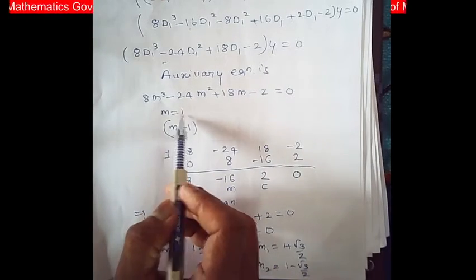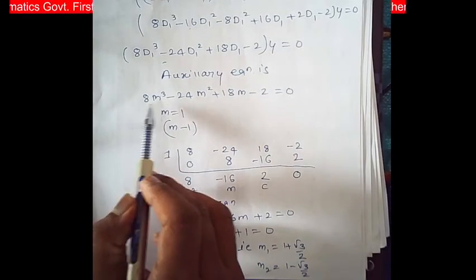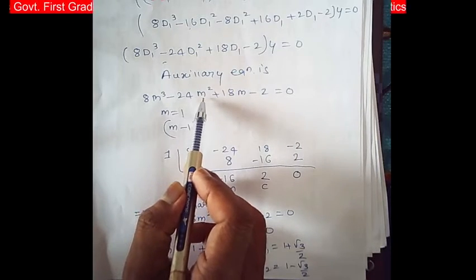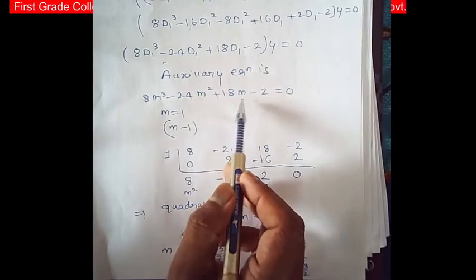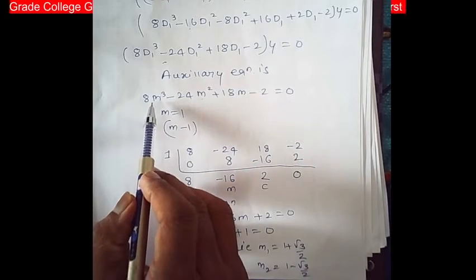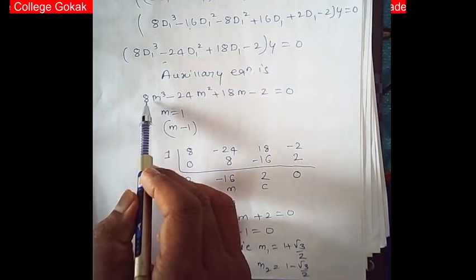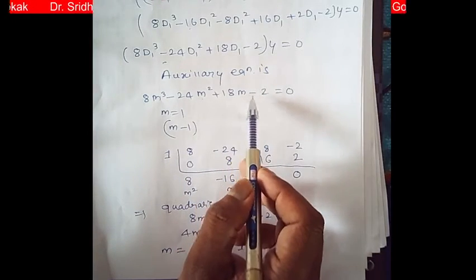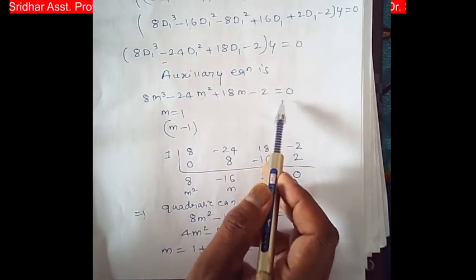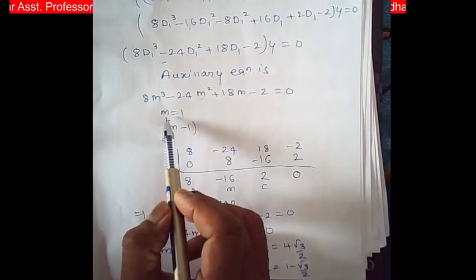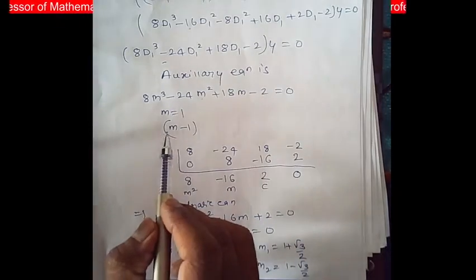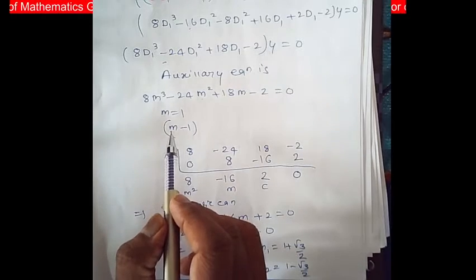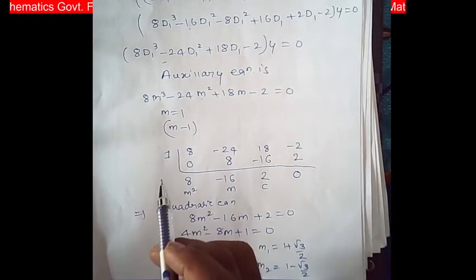On substituting m equal to 1, now see here, this is 8 into 1, 8, minus 24 into 1, 24, plus 18 into 1, 18, minus 2. So when you substitute m equal to 1, 8 minus 24 gives minus 16, then 18 minus 2 gives plus 16, so minus 16 plus 16 get cancelled and it gives 0. Therefore for m equal to 1, this equation is satisfied. So m equal to 1 is one root. Next we find the other 2 roots.